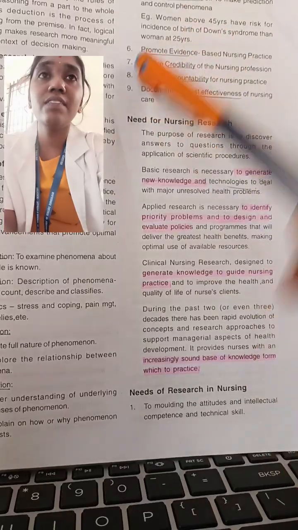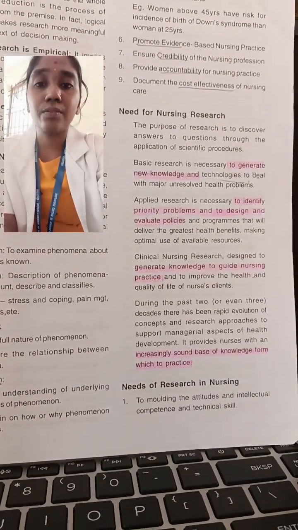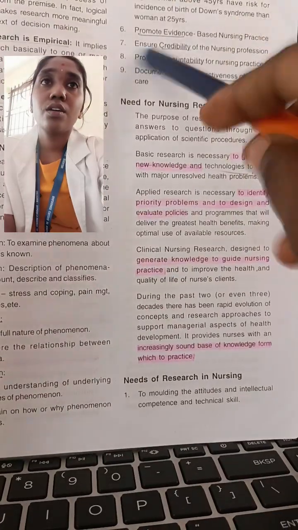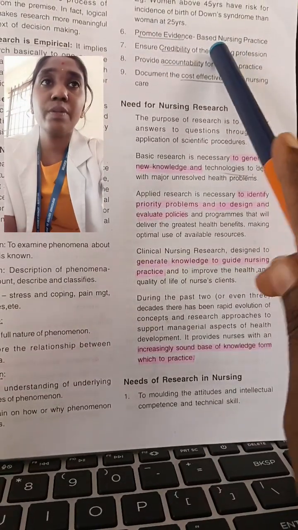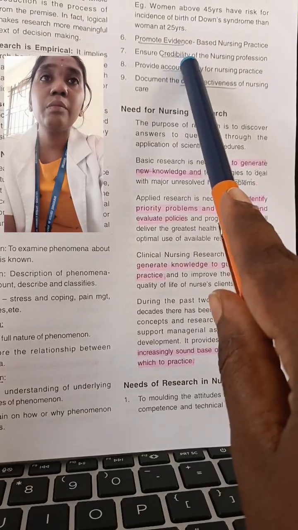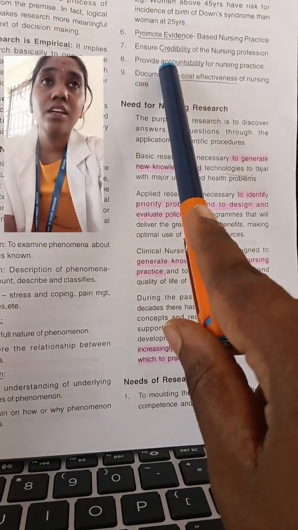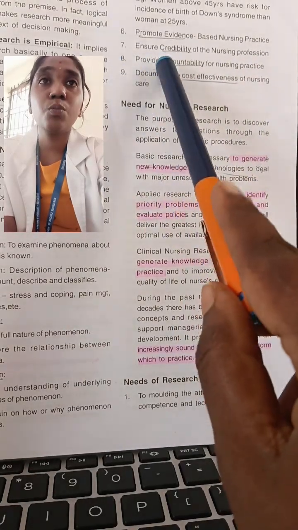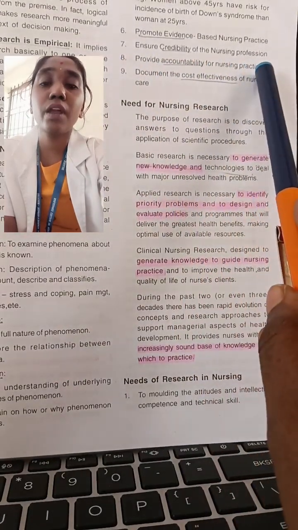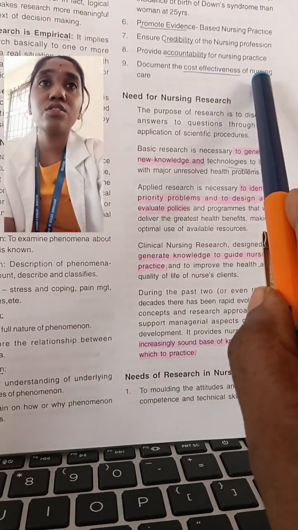And promote evidence. Evidence means proof. What is the proof? That is known as evidence, that is evidence-based nursing practice. And the seventh one, ensure credibility of the nursing profession. We should ensure the credibility of the nursing profession. And the eighth one, provide accountability for nursing practice. Accountability should be provided. Document the cost effectiveness of nursing care.